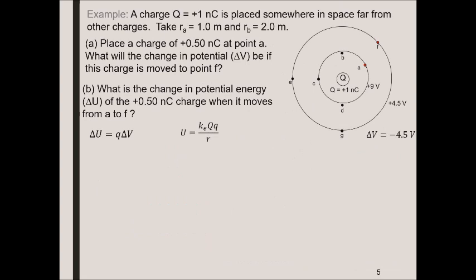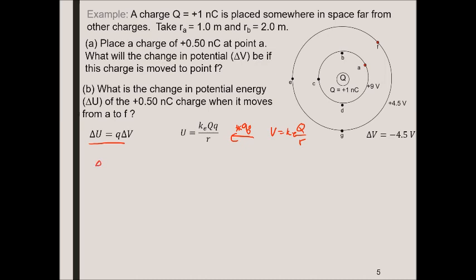Now what we want to do is calculate the change in energy. And here we have a couple of options and we're going to do it both ways. I'm going to do it the easy way first. Using this formula, delta U is equal to Q times delta V, because remember in our boxes V over here is kₑQ over r, and to go this way I just need to multiply by my test charge in order to get the energy. So that's kind of how I remember this equation.